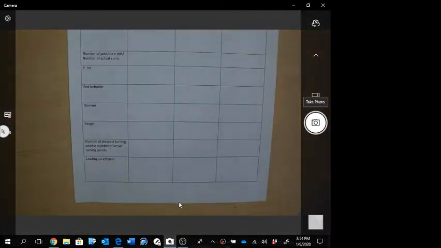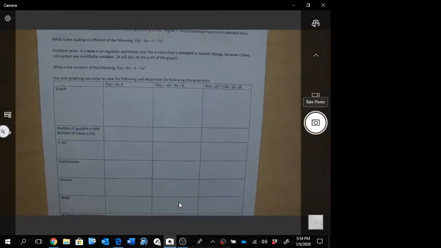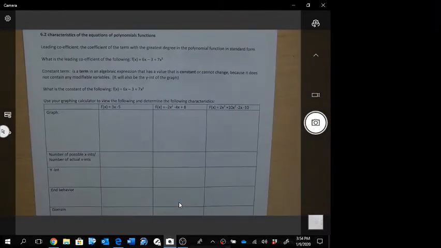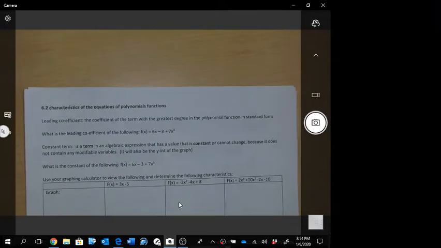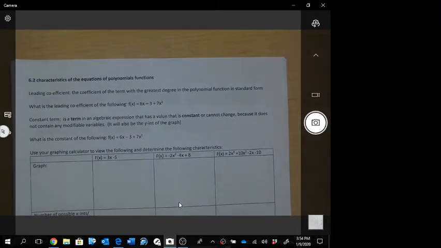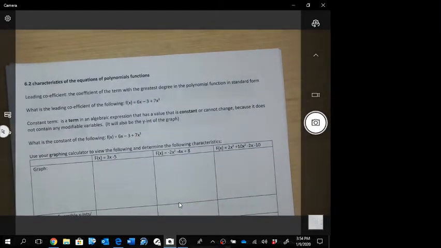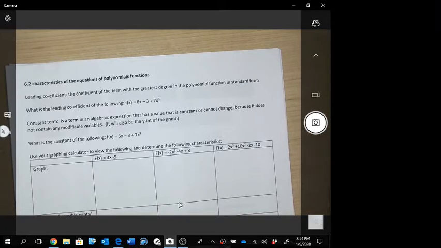Okay, we are going to talk about 6.2, characteristics of the equations of polynomial functions. Okay, so some definitions to know ahead of time. Leading coefficient is the coefficient of the term with the greatest degree in the polynomial function in standard form.